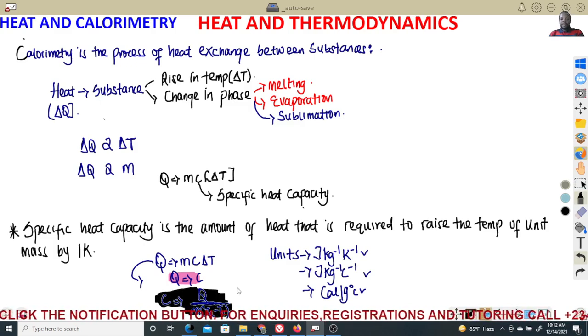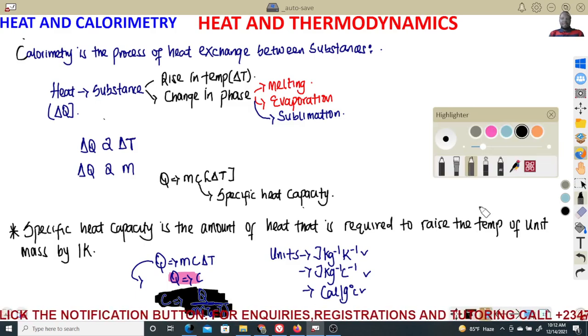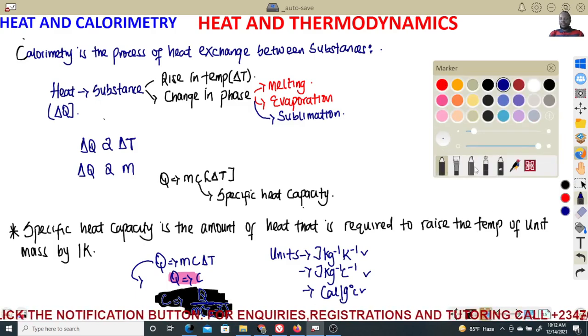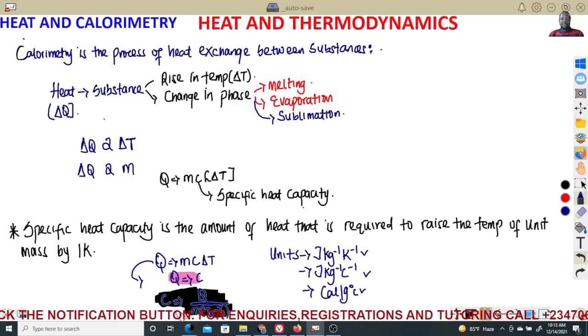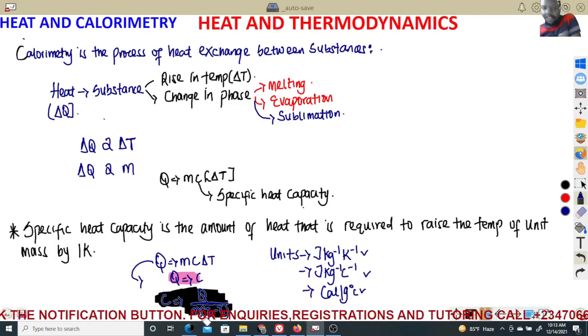Now, in sequence to what we've talked about, we can see the mathematical relationship between the specific heat capacity of a substance and the temperature and the amount of heat that is being supplied.